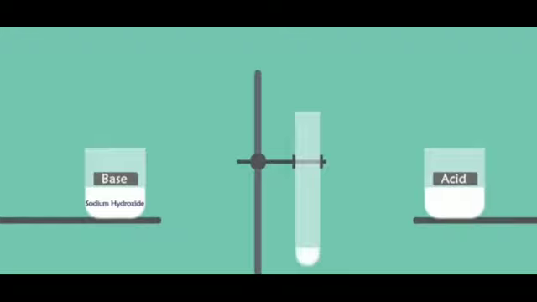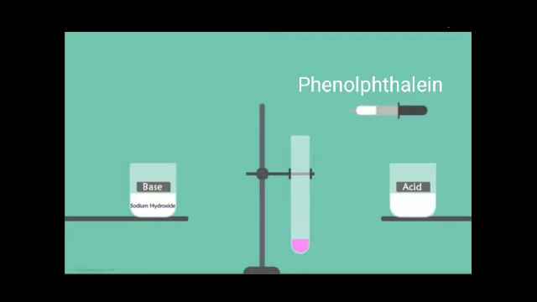Take a small amount of base into a test tube. So we are taking here the base that is sodium hydroxide. It is colorless. Now what will happen if we add a few drops of phenolphthalein indicator into the test tube? The color of the solution present in the test tube changes from colorless to pink.